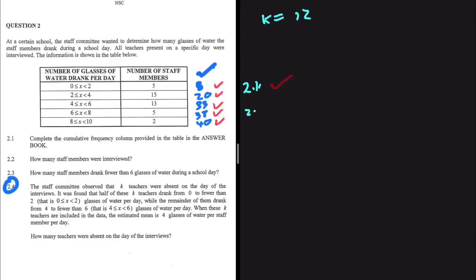2.2, on the other hand, how many staff members were interviewed? The staff members that were interviewed, 40. Okay, that is the total number of staff members when we add all these up: 5 plus 15, 20 plus 13, 33, plus 5 plus 2, 40. So we have 40 staff members at this school. That is 2.2. Okay, 2.3. How many staff members drank fewer than 6 glasses of water during a school day?